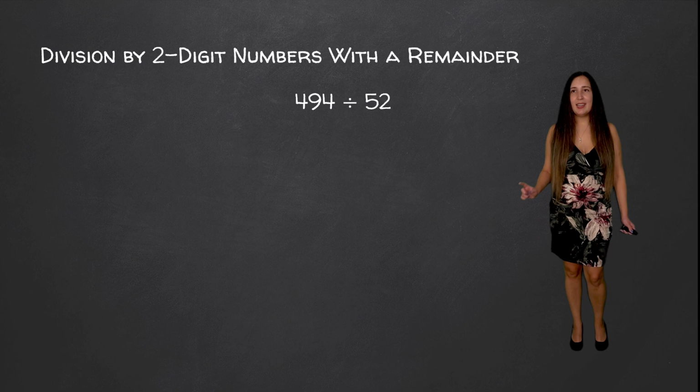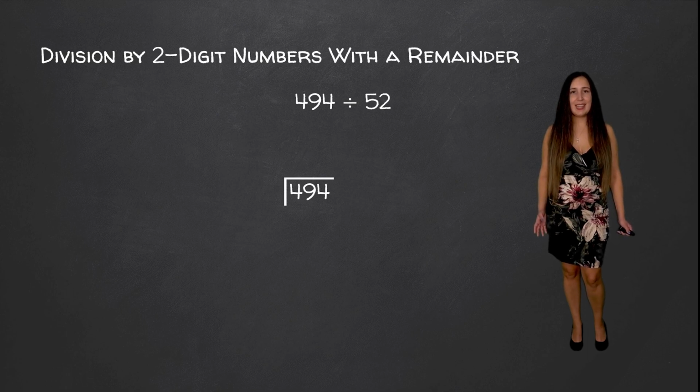So on to our next example. We have 494 divided by 52. And again, we're going to set this up using long division. So 494 is our dividend, so that goes on the inside. And 52 is our divisor, so that will always go on the outside.